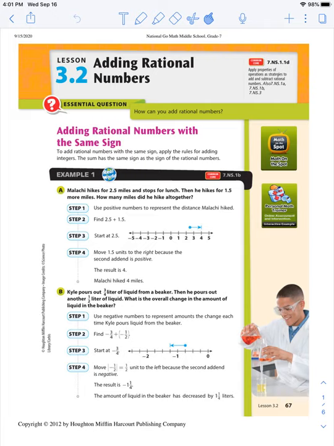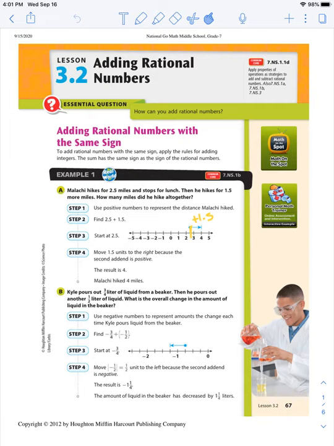Well, 1.5 more than 2.5, we're going to add those together. So first come up with a plan: we're going to find 2.5 plus 1.5. We're going to use a number line to help us, and we're going to start at 2.5 on the number line. That's right here. And then we're going to add 1.5. You move 1.5 units to the right because the second addend is positive.